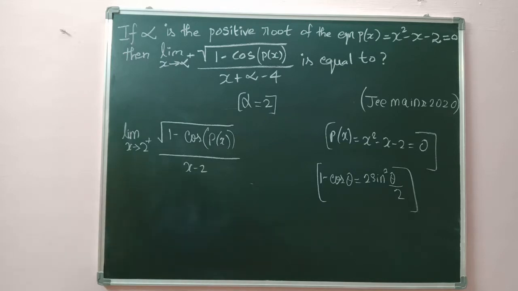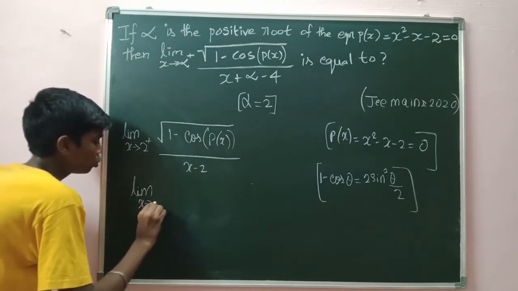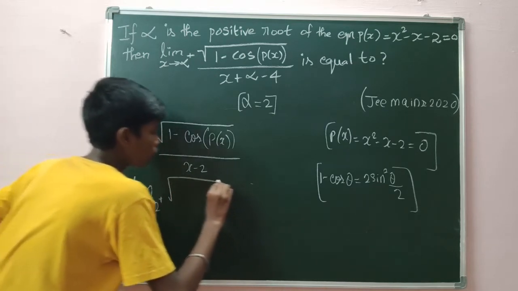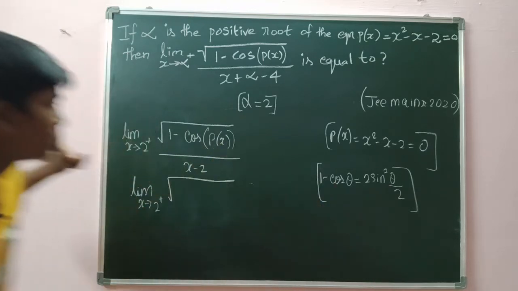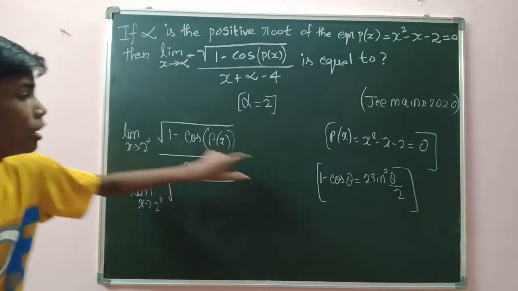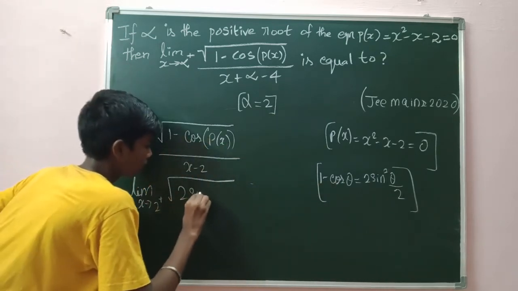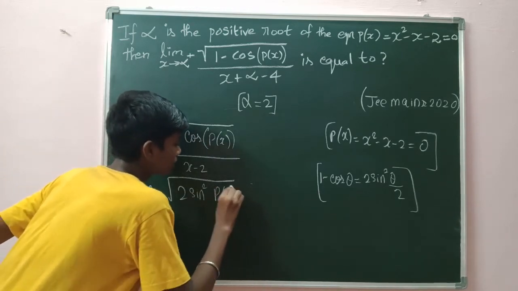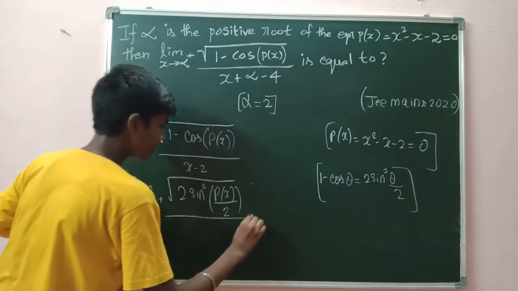So we know 1 minus cos theta is 2 sin square theta by 2. So here, when you use this identity, I can write the same as limit of x tends to 2 plus of root of 1 minus cos of p of x. Here, your p of x is theta. Correct? I am having 1 minus cos of p of x. Here your p of x is theta. So I can write it as 2 sin square theta by 2. What is theta? That is p of x. Then by 2. Then finally the denominator we have x minus 2.